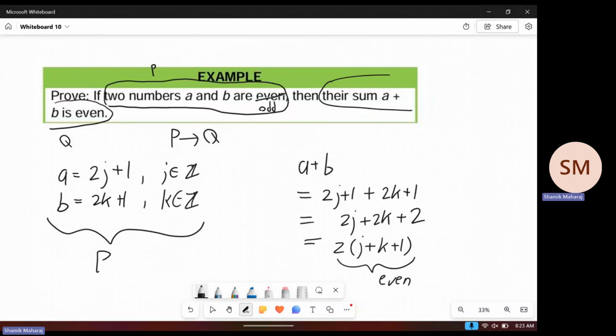Anything multiplied by 2, especially when these are sums of what I'm looking for, integers. These are sums of integers, right? So there's no fractions or anything like that involved. Sums of integers times 2 will always be even.